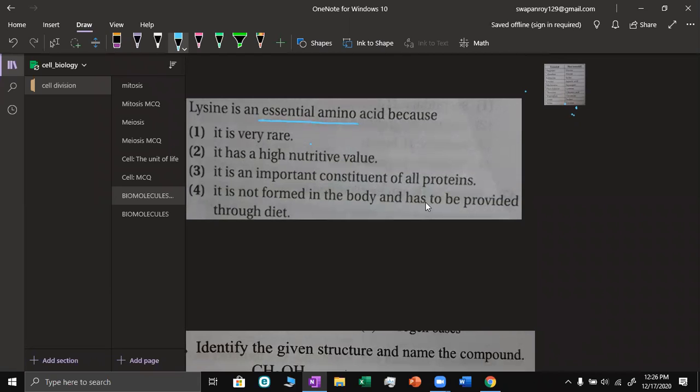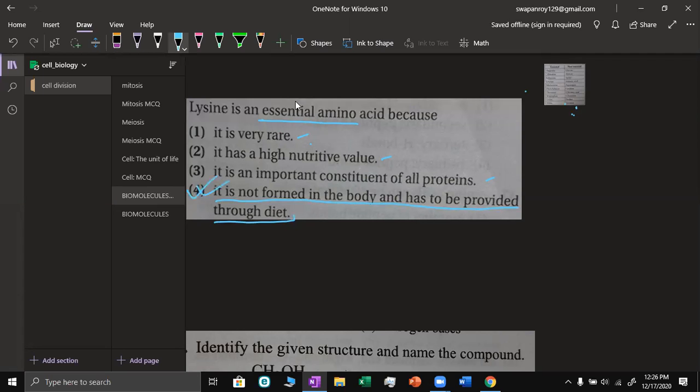Lysine is an essential amino acid. Why is it essential? Is it rare? No. Does it have high nutritive value? No. Is it an important constituent of all proteins? That's also not correct. It is not formed in the body and has to be provided through diet.